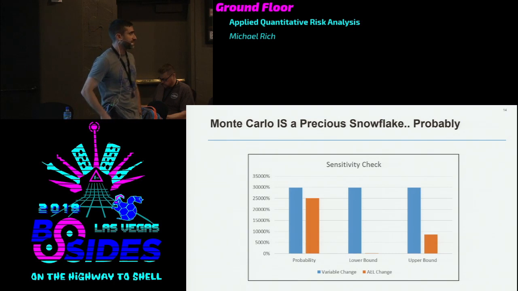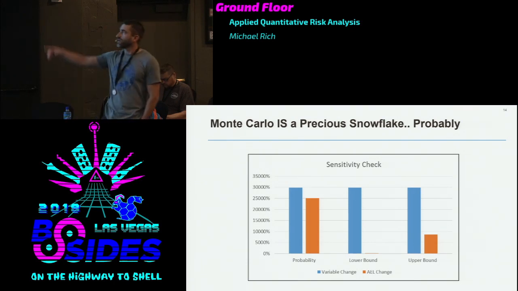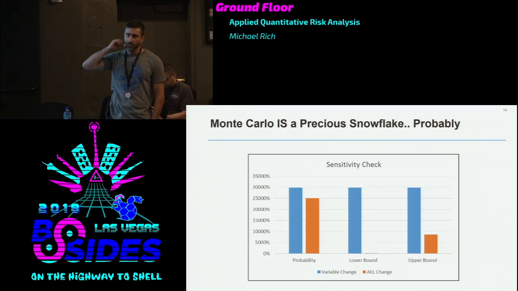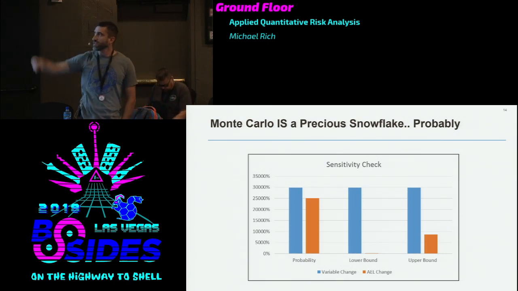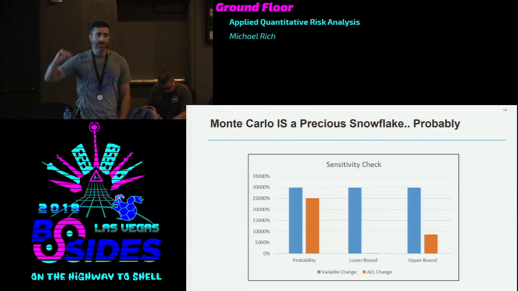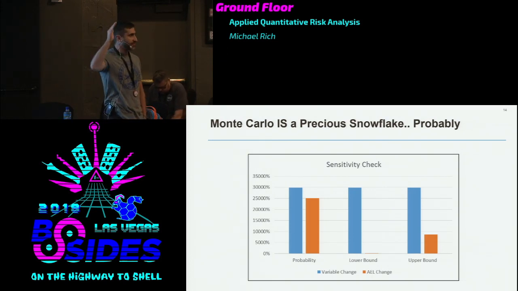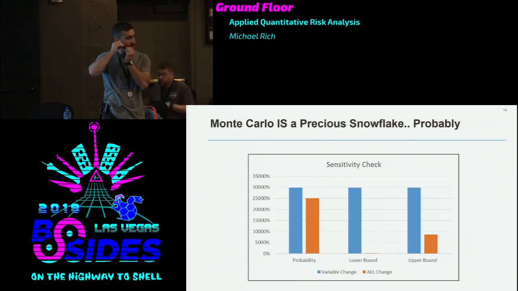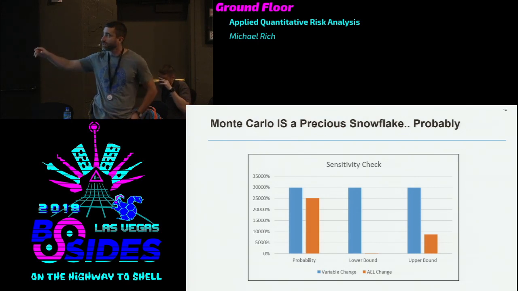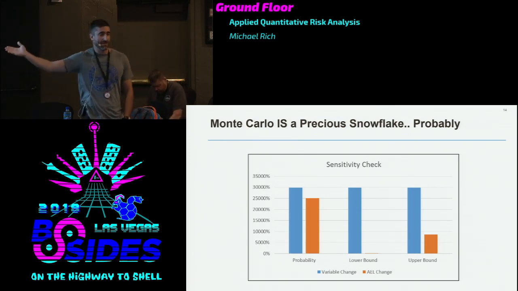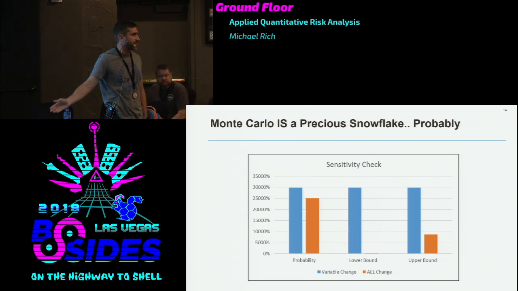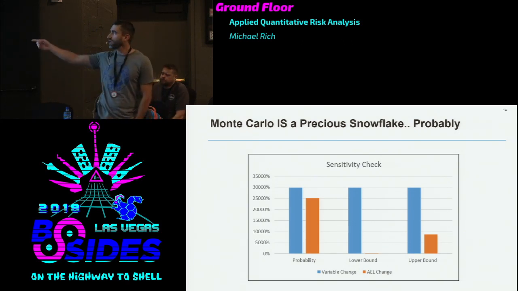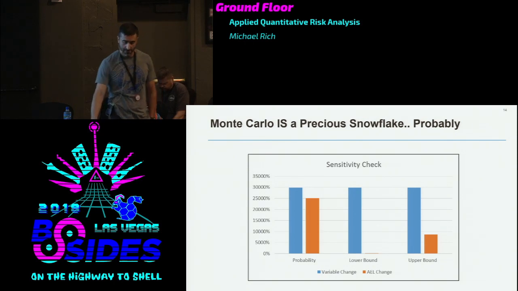And it turns out Monte Carlo is a precious snowflake. So for probability, you can see, I'm losing my audio, aren't I? Can you hear me? I'm good. Okay. Probability, you can see, if I modify the probability by 30,000%, the result modifies by 30,000%. So it's almost 1-to-1. So it's really important to not get that wrong or to take that error into account. You can see lower bound, almost no impact on the actual results that come out of the model. And upper bound has some impact, but probability, man, okay.